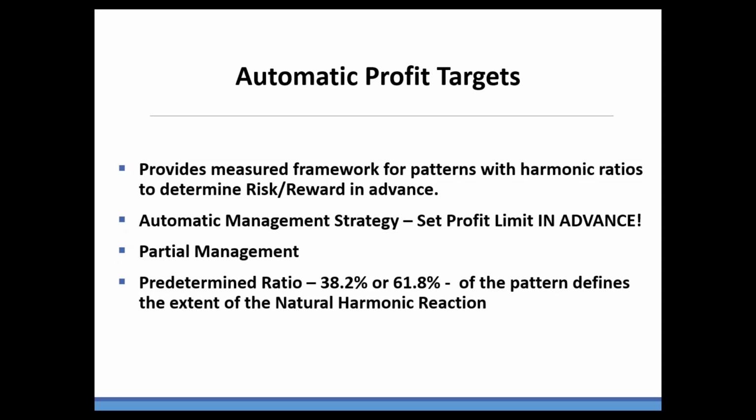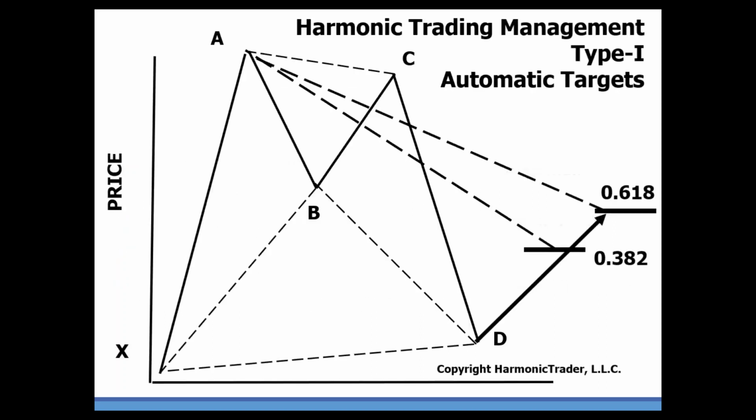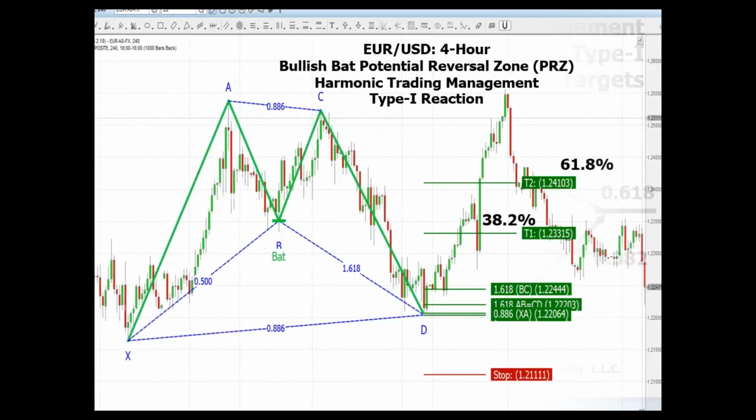We can do a partial management where we take half off at a 382 or 618. But again, looking for this mandatory reversal to a 382 at one of the predetermined ratios really defines the extent of the natural harmonic reaction. So when we're looking at, say, a bullish example here, we have automatic targets. We look to that 618, 382 level. Those are the two desired levels for initial reaction.